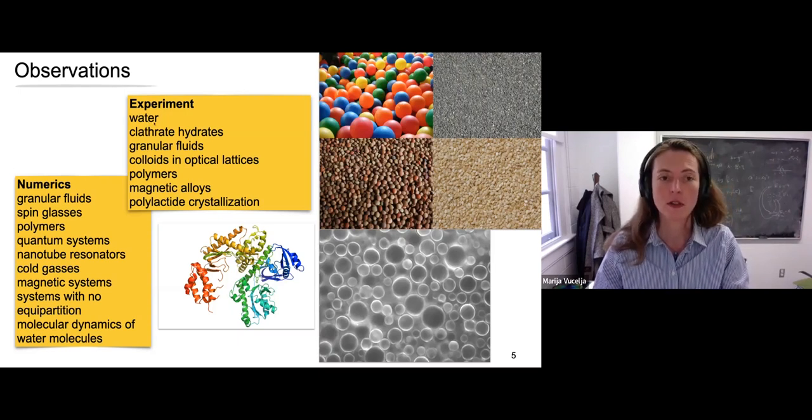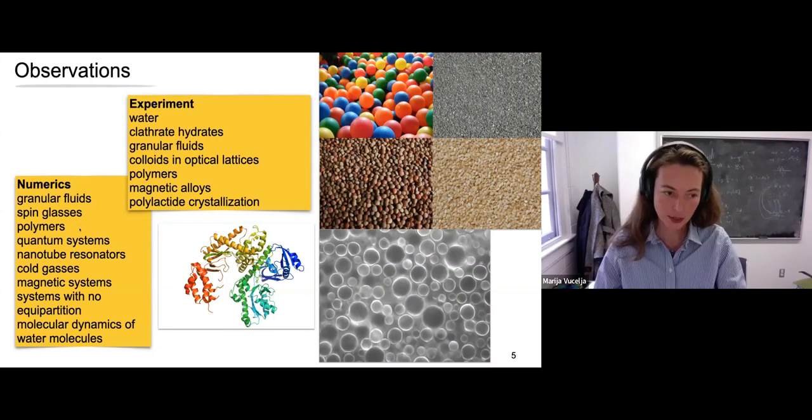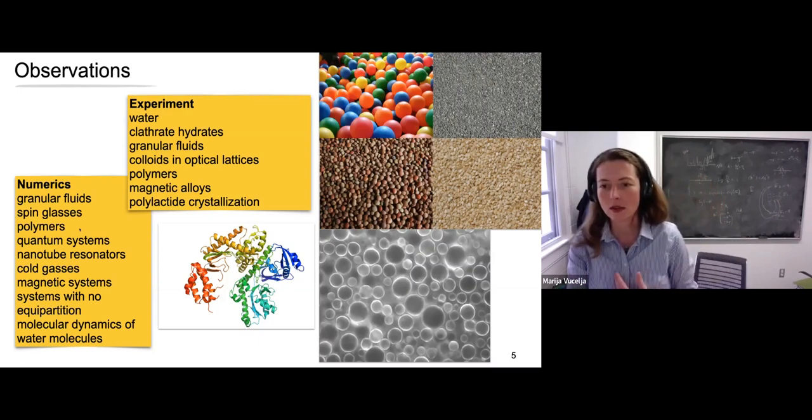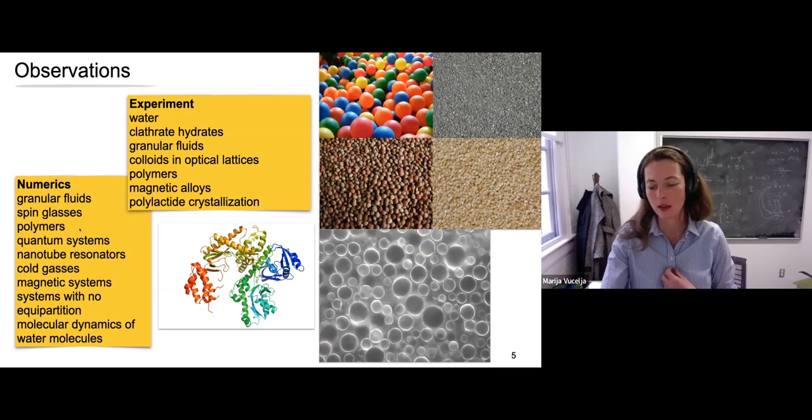So in that sense, experiments show that water is one of the systems that shows this anomalous relaxation. Also clathrate hydrides, also granular fluids, colloids, polymers, and antiferromagnets, and the list is long. Numerically, it was also seen in a wide variety of systems. So it seems to be a general thing. So can we say something about it? Can we say when it happens, or can we provide intuition why it happens? These are the questions that interest me.